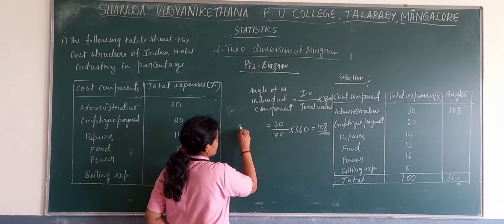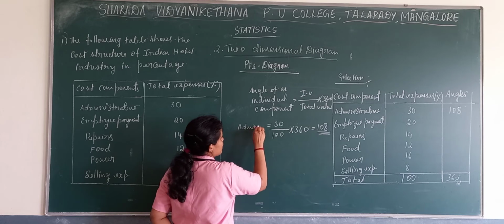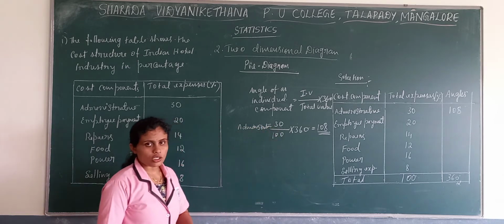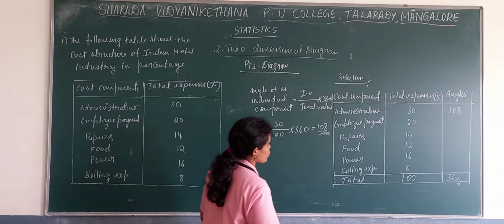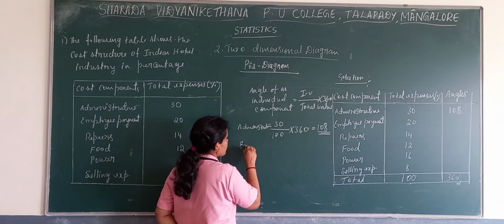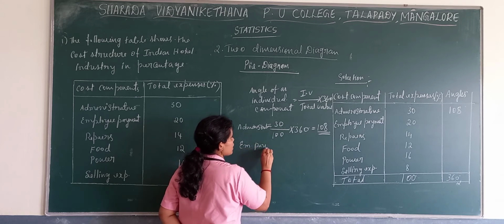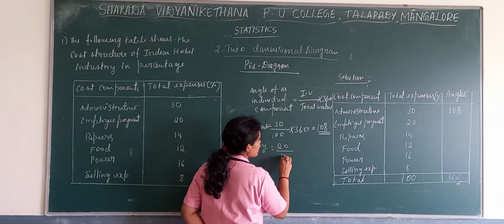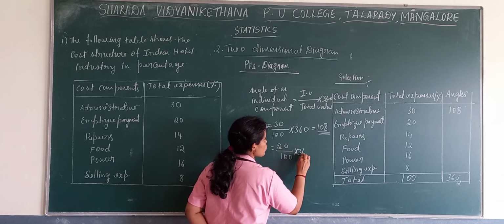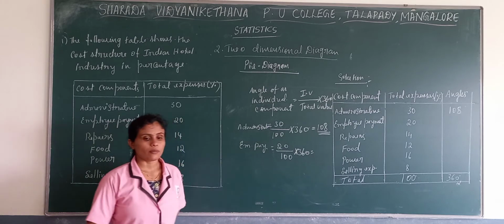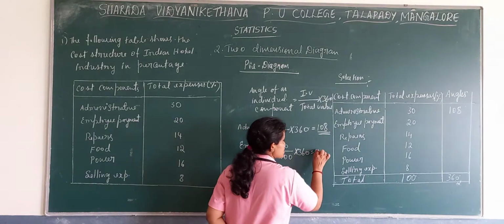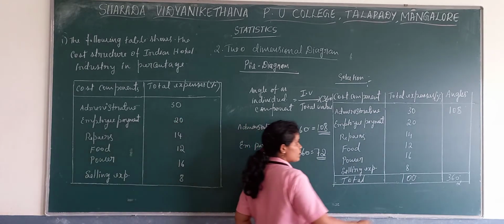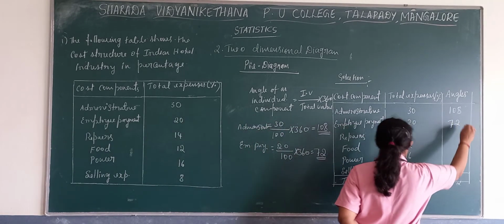The next one, second one, administrative. Sorry, we did not write the name. Here, show any one or two calculations. Now here, employee payment, that is 20 by 100 into 360. There we get 72. Here we will write the angle as 72.